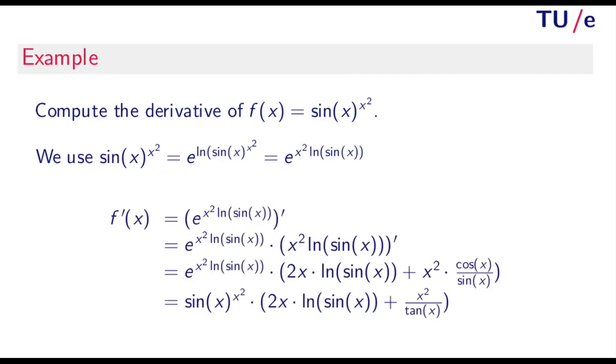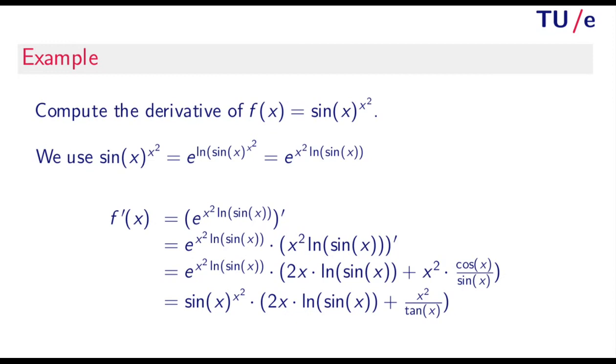And now we can compute the derivative of f. It's the derivative of e to the power x squared ln sine of x, and that's e to the power x squared ln sine of x times the derivative of x squared ln sine of x. And that's then equal to e to the power x squared ln sine of x times 2x times the ln of the sine of x plus x squared times the derivative of ln sine of x, that's 1 over sine of x times cosine of x.